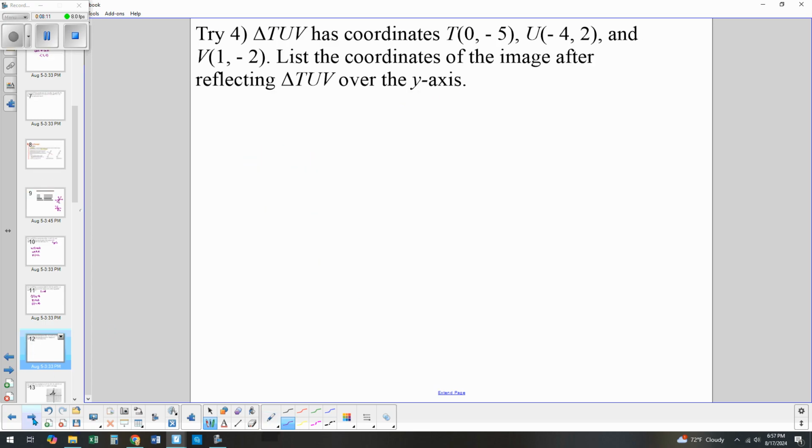So here's a try problem. If you'd like, pause. Answers are posted online.